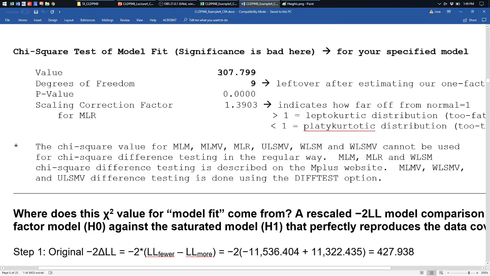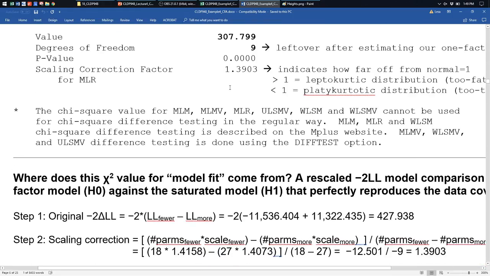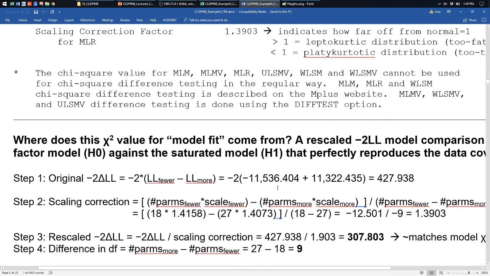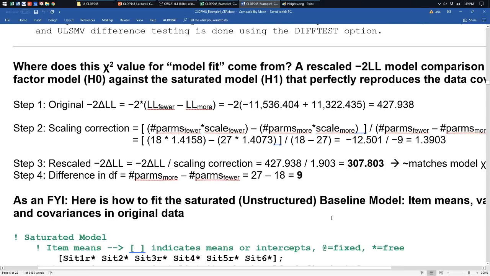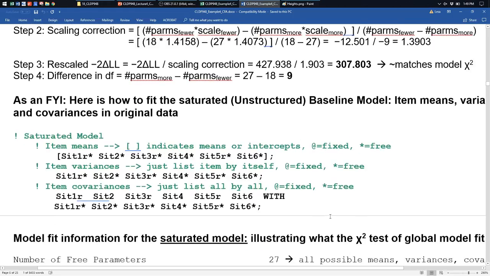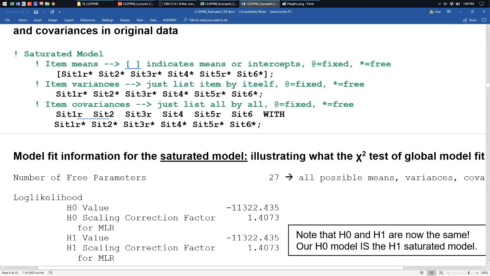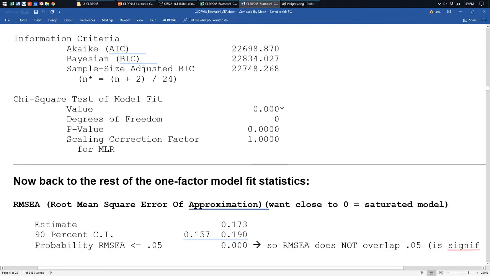So this 307, that is a chi-square. It is the difference in height between the H0 and H1 models. It's how much shorter our H0 model is than the perfect H1 model. Significantly shorter, significantly worse. So here's the math for where that 307 came from. It's also in your spreadsheet. I showed you then how to fit the H1 model, just in case you ever wanted to know that.